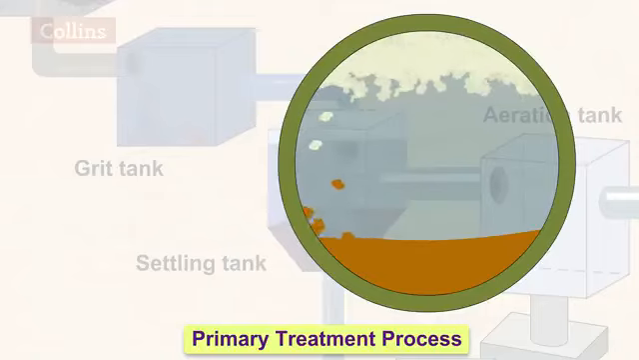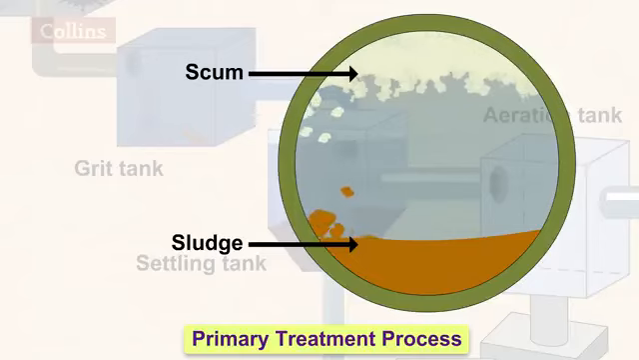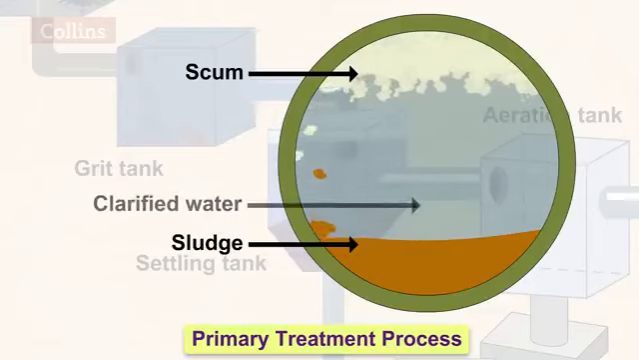The waste material that settles down at the bottom is called the sludge, and the floatable material is called the scum. Scum is then removed using a skimmer, and sludge is removed with a scraper every few days. The water that is left out is called the clarified water.